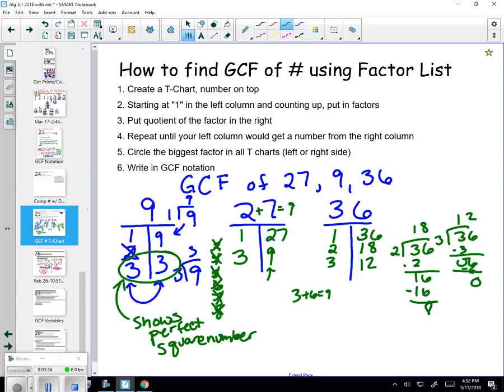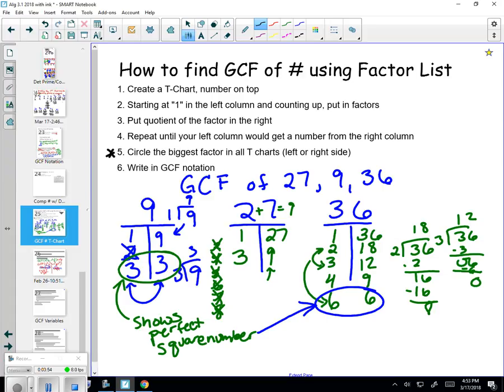We have to check 4. Well, I know 4 times 9 is 36. It does not end in 5 or 0, so 5 does not go in. We have both 2 and 3, which means 6 must go in. 6 times 6 is 36. Again, this was a perfect square. Left-hand and right-hand side end up meeting. We're done. So now, step 5.